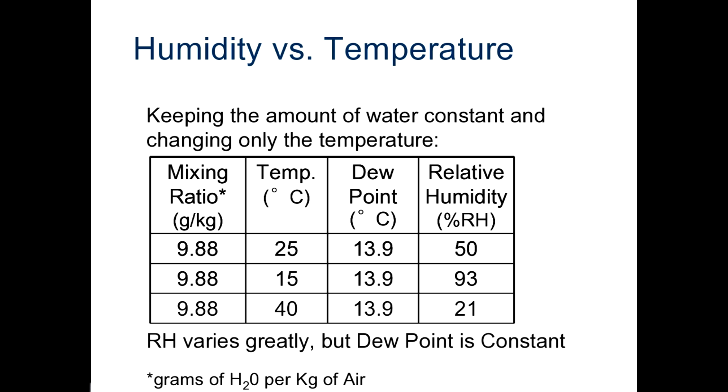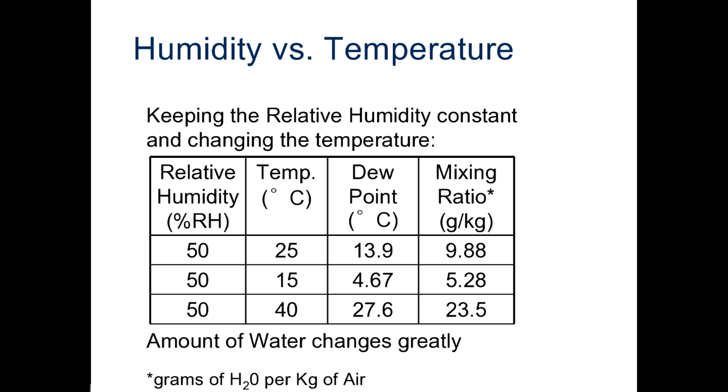Now, in all of these cases, we can note that the dew point stays constant. That's because dew point represents the absolute amount of water vapor that is present. So although relative humidity may change and is very temperature dependent, the dew point stays the same. Now, if we were to keep the humidity constant in a room, this table shows us how much we would have to change the water vapor content in that room. So if we wanted to maintain 50% RH, here starting at 25 C, as we saw before, 9.88 grams of water per kilogram of air would maintain the 50% value.